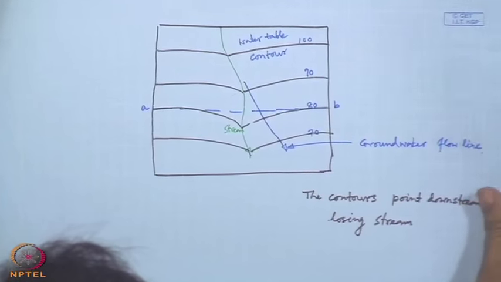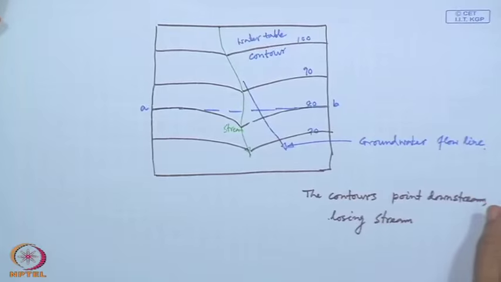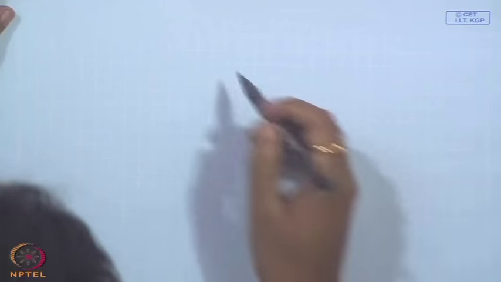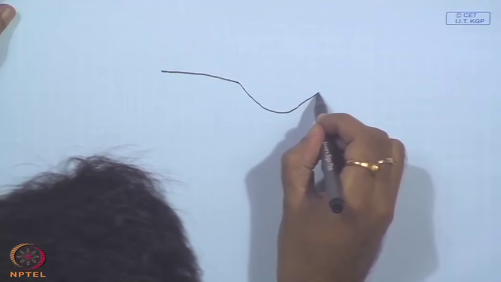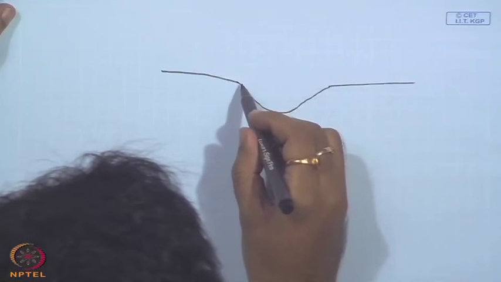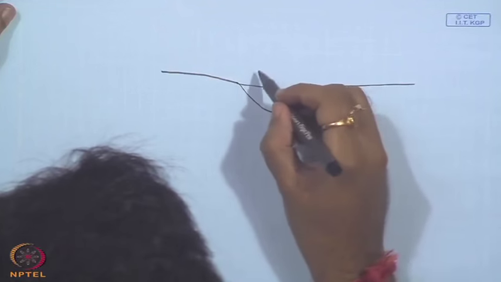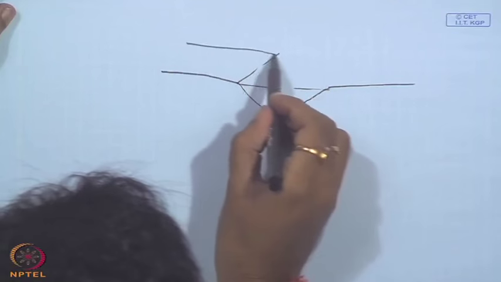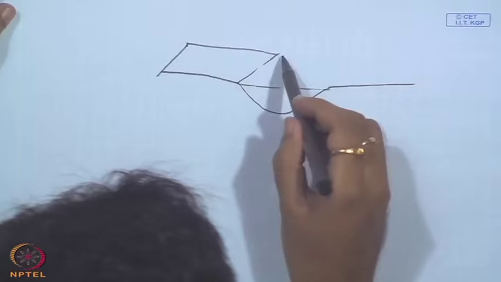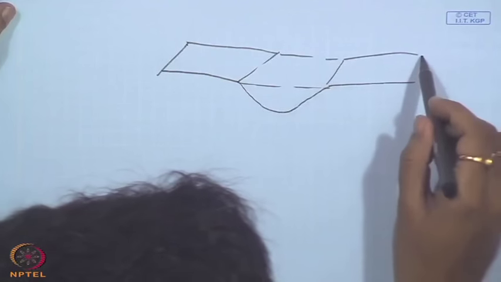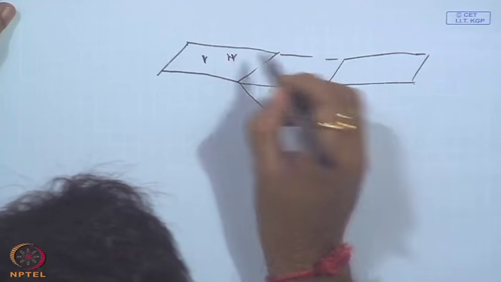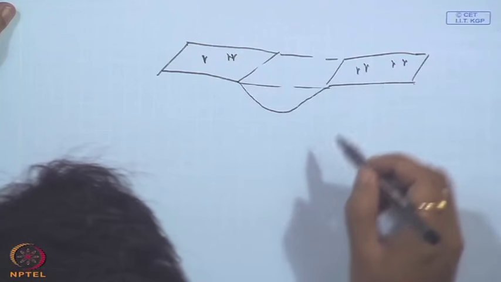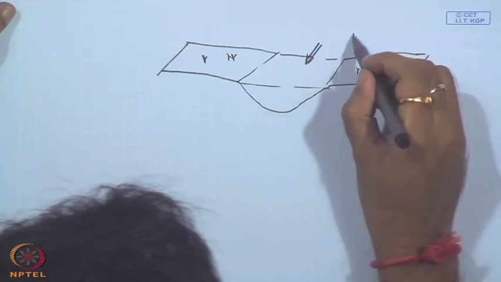So another special case of a losing stream may be there, which is some kind of extreme situation for the stream aquifer interaction. So, in this case, this is the flow direction.